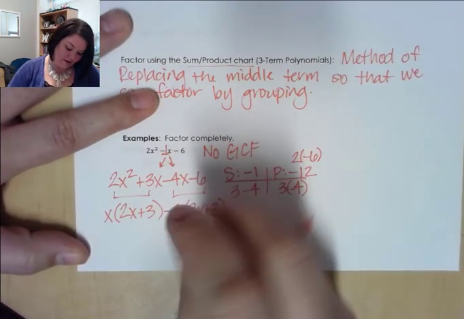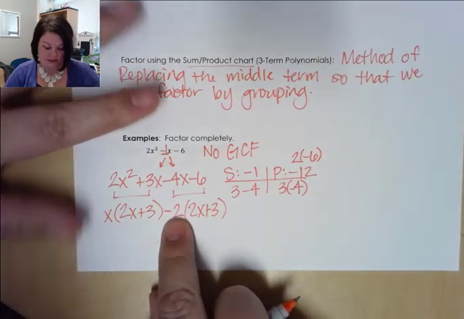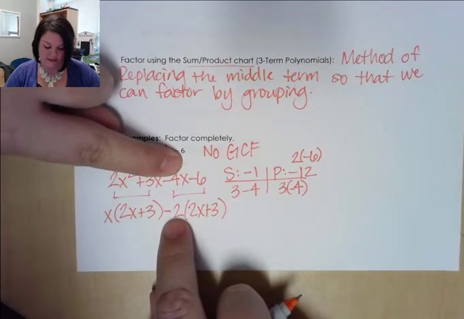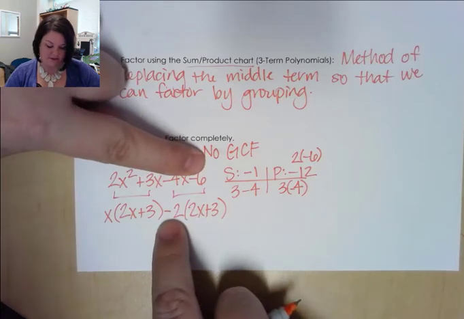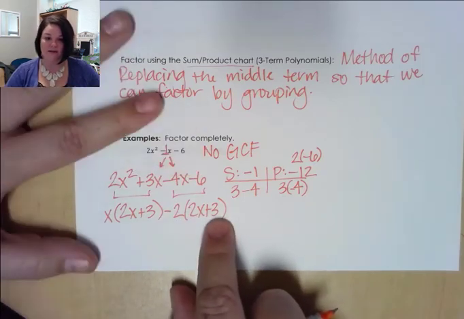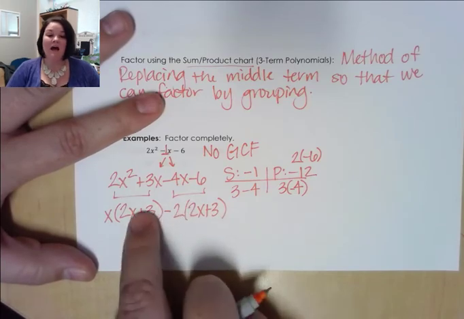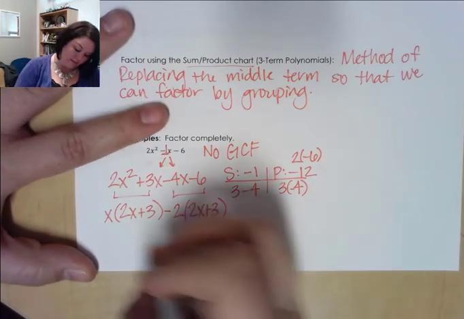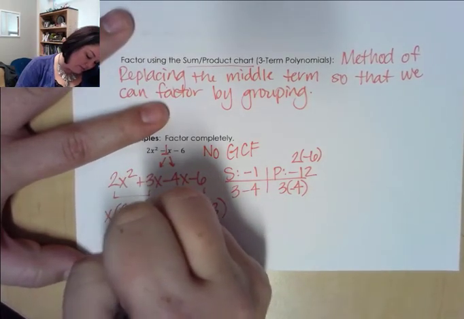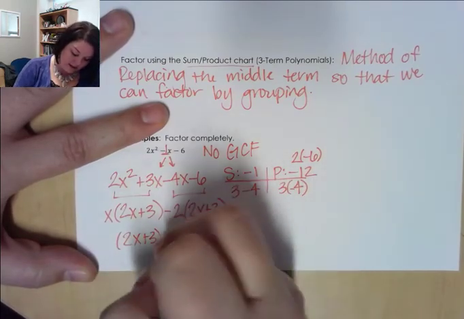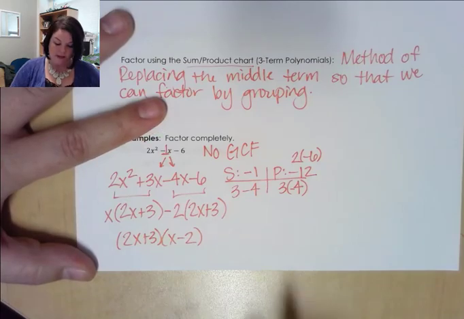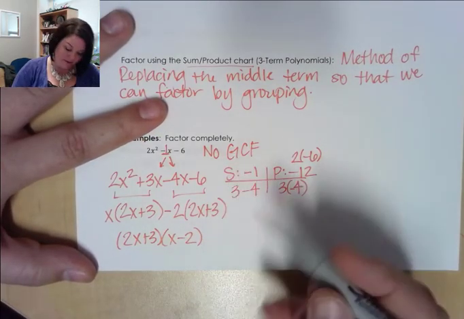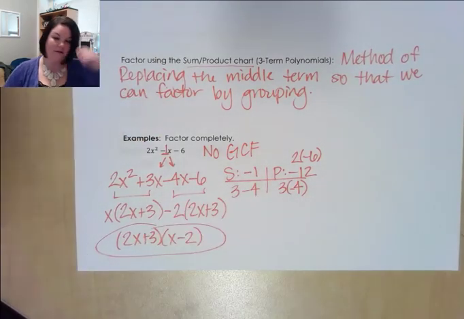So if I factor out a -2, I just want to double check, -4 divided by -2 gives me that positive that I need. -6 divided by -2 gives me that positive 3 that I need. So that worked, all right? And now my leftovers in these quantities match. So I take out my 2x plus 3, and I'm left with x from the first term and -2 from the second term. Because I had no greatest common factor, this is my final answer.